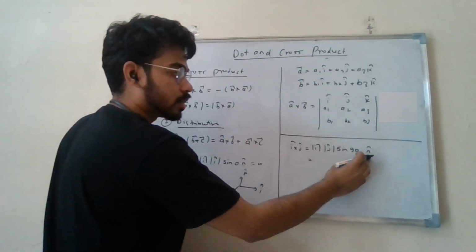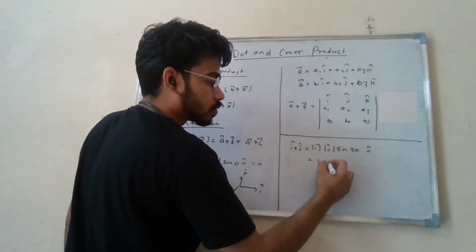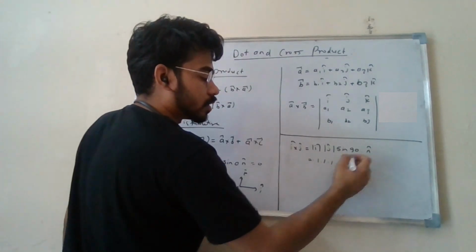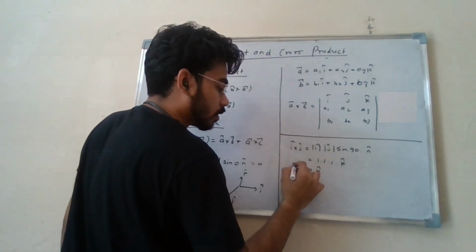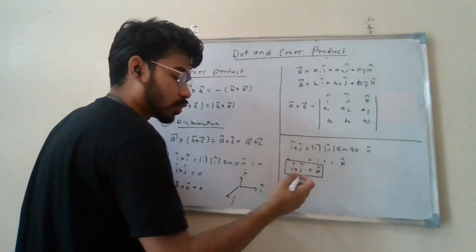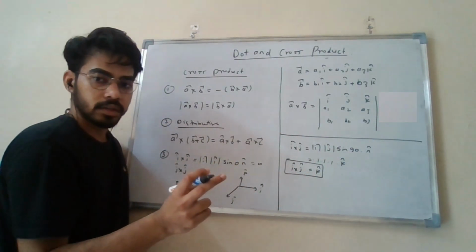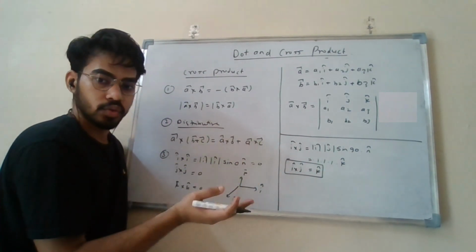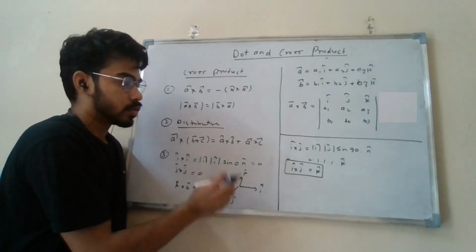So my direction is K cap. It means we just replace n cap with K cap. Mod of I is 1, mod of J is 1, sine 90 is 1, and in the place of n cap we write K cap. So we get K cap. It means I cross J gives us K cap. Similarly, you can find J cross I, J cross K, and so on. You just have to find the angle between two vectors and which unit vector is perpendicular to both. That is very important.